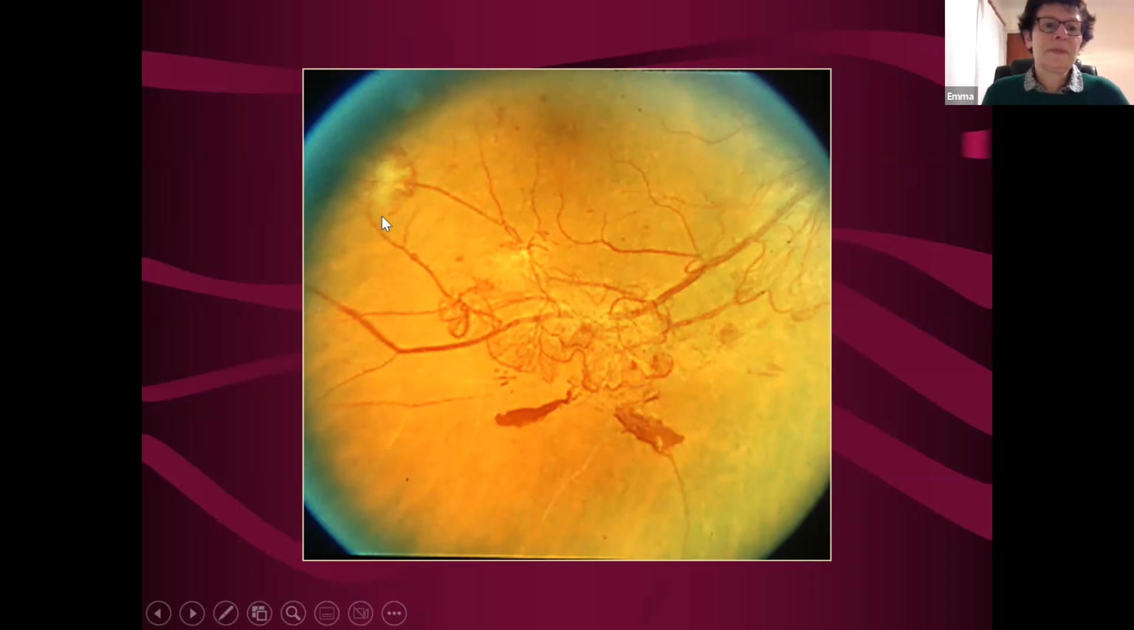And if you look, you can see why those new vessels are formed, because if you look here, you can see this vein here is completely blocked. It's completely gone. It's completely closed. And so the retina is ischemic. It's releasing growth factors. The growth factors are stimulating neovascularization.